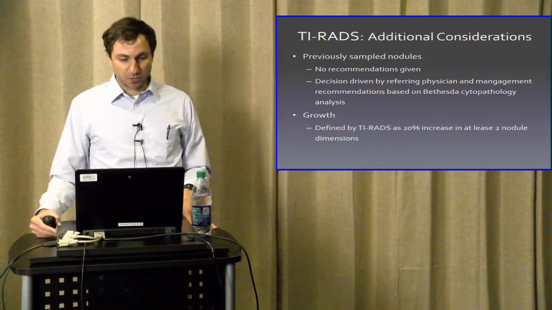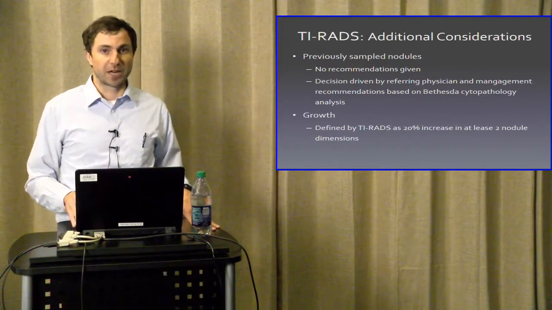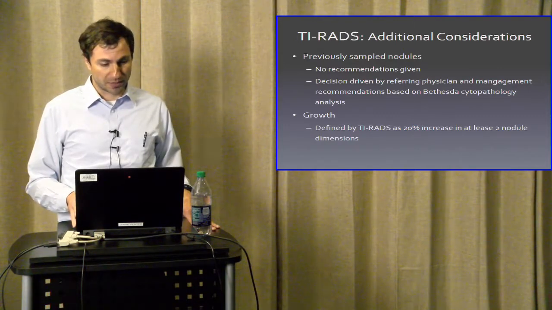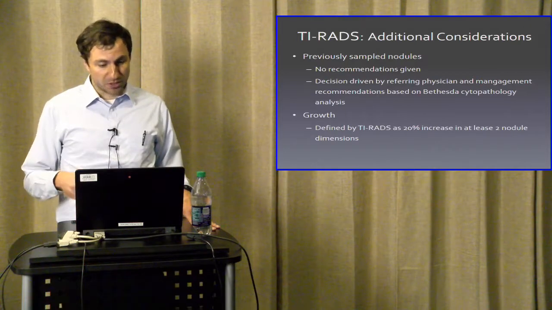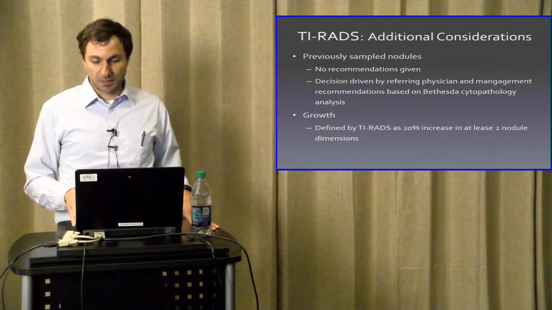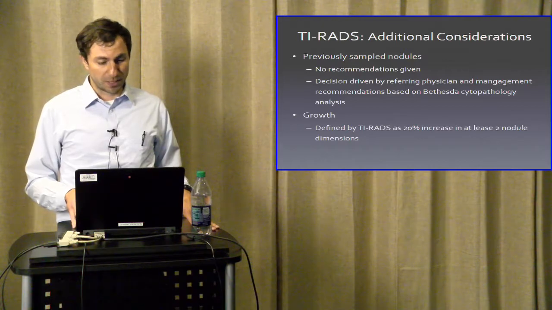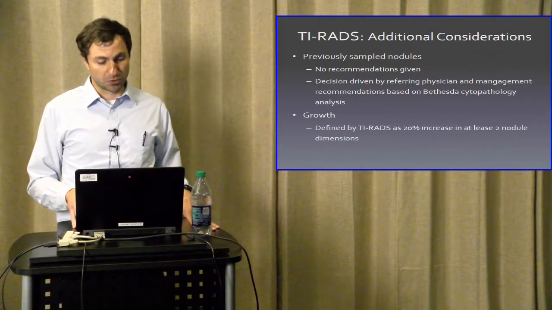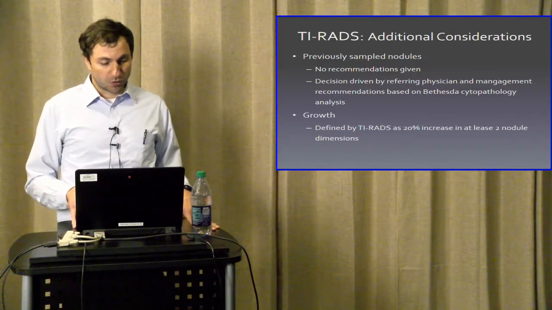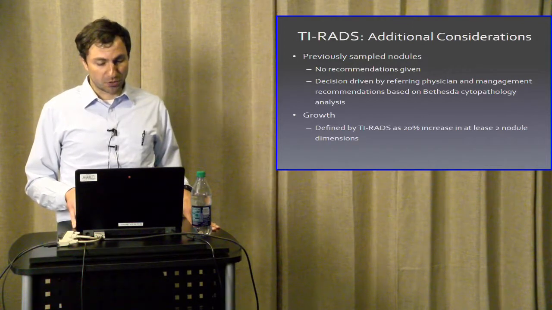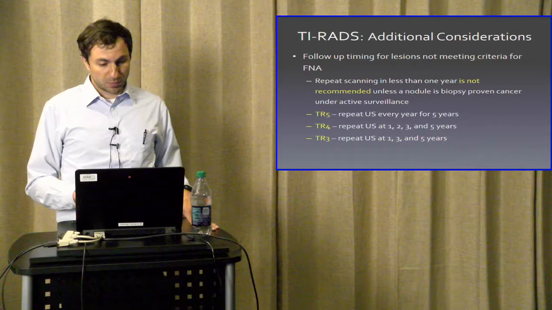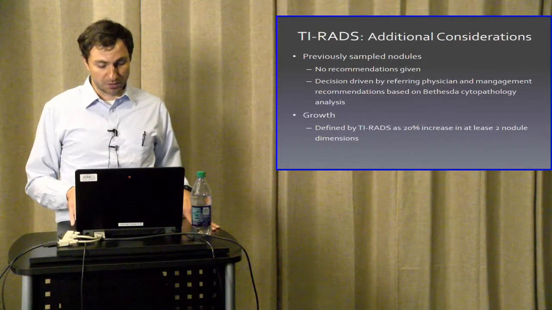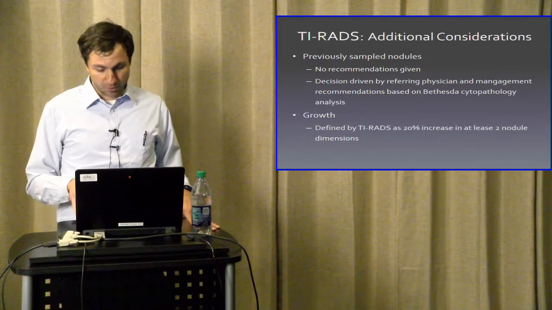What does it not address? Well, if you've previously had a thyroid FNA, it doesn't really give you a lot of guidance as to what to do with that particular nodule. That should probably be driven by the patient and the referring physician, as well as the cytopathology from the previous FNA. What do you do if a nodule grows? Well, they define a significant growth as 20% increase in at least 2 different nodule dimensions, but it doesn't really say what to do with the nodule if it does grow during the course of evaluating it.